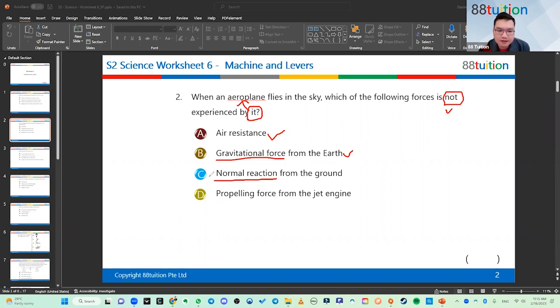Normal reaction from the ground. In fact, what is normal reaction? That's reaction from the ground. Reaction from the ground affecting the aeroplane in the sky. This one is in the sky. This one is from the ground. Does it affect? Does aeroplane in the sky and from the ground, does it affect each other? Propelling force from a jet engine. So does it affect the plane flying in the sky?